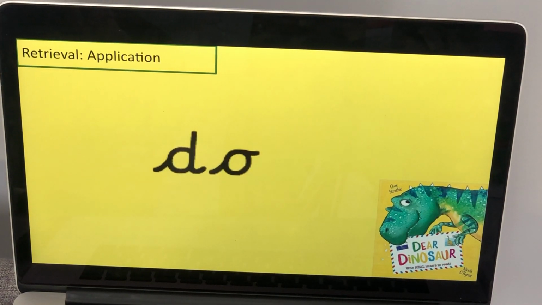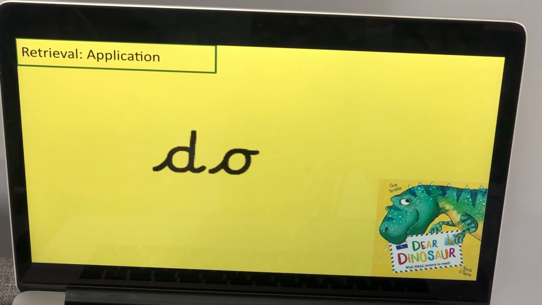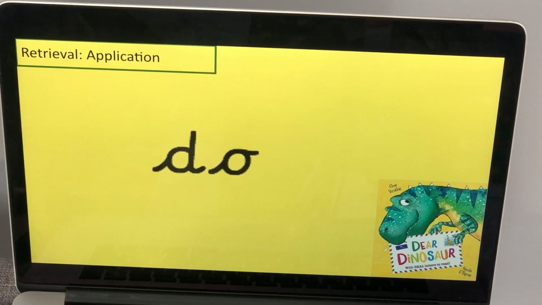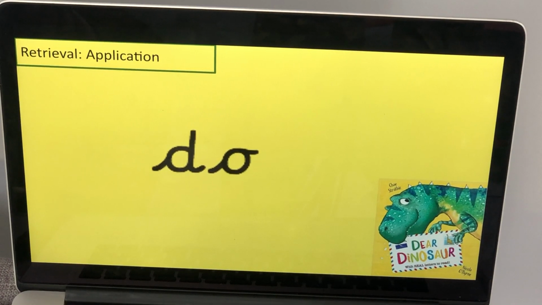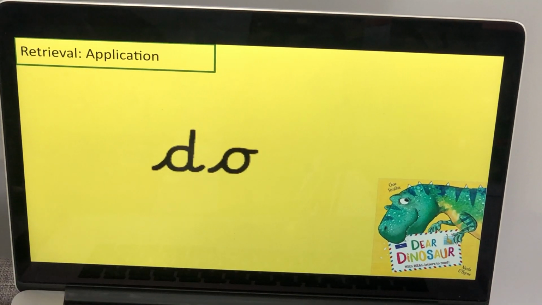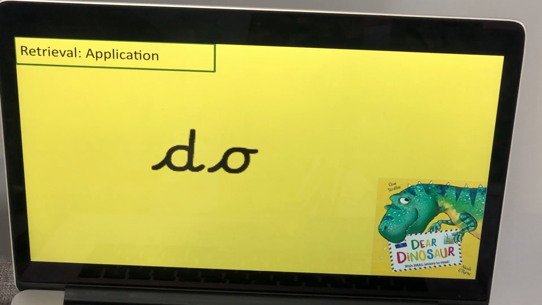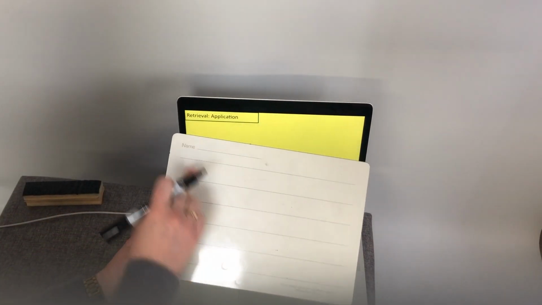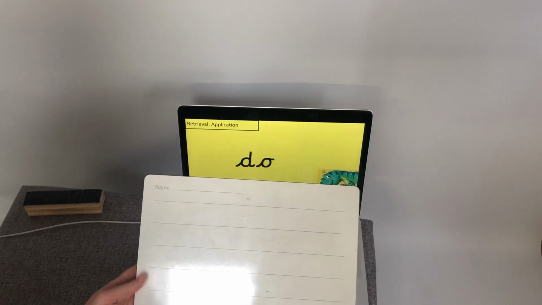Our tricky word that we're going to practice today is the word do. I will say the chant. The word do is spelt D-O. Let's say that together. The word do is spelt D-O. You say it at home. Now it's time to practice writing the word do. We always start our writing on the top line in the top left corner.